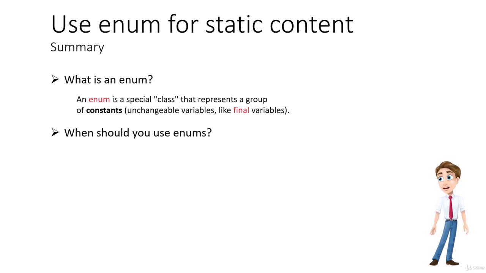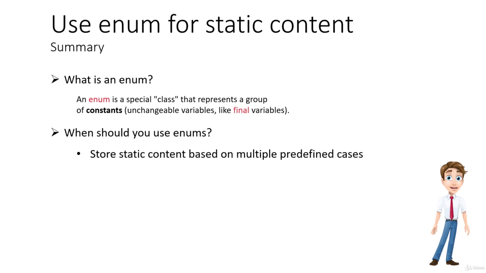Well, a very good example was what we just did with the restaurant type. We want to use enums when we want to store static content, and that content is usually based on multiple cases. So if we have multiple predefined cases and some hard-coded values within the app, that's a good sign that we could use an enum.